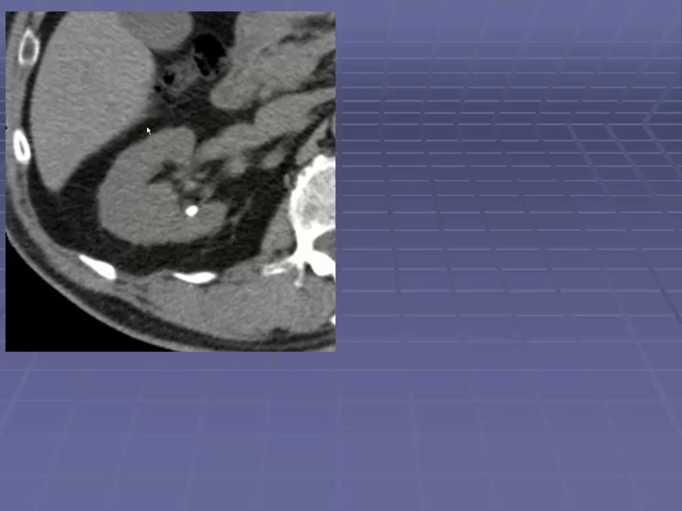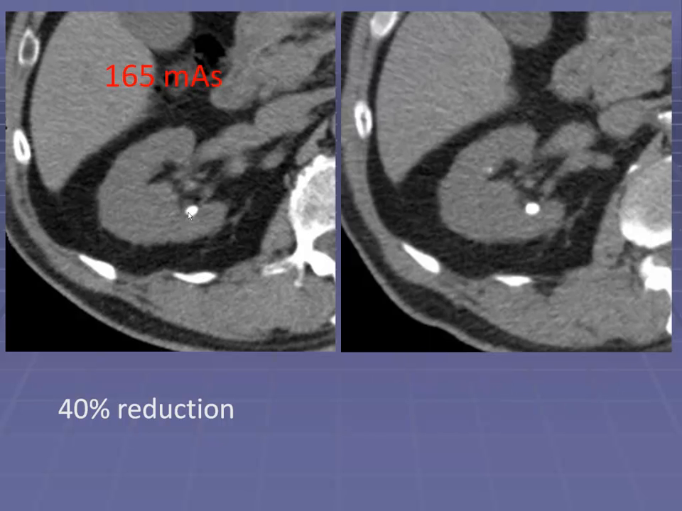Here's another example of a kidney stone where you can see the white stone in the kidney quite clearly on our initial CAT scan, which was a 165 MAS radiation dose with our standard 40% reduction. Then we did a follow-up CAT scan, and knowing that it was a stone follow-up, we were able to reduce the radiation dose to a total of 70% lower with an 86 MAS radiation dose, again a significant dose reduction.